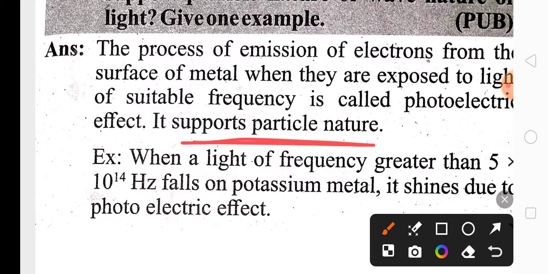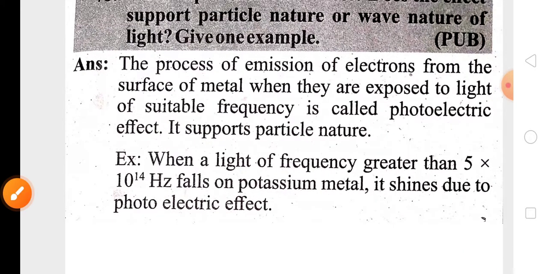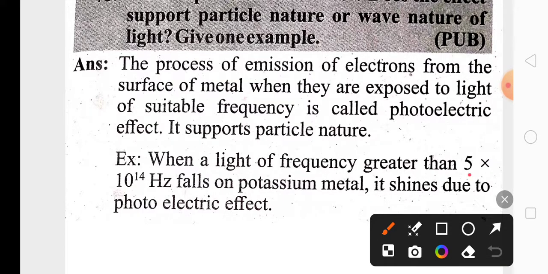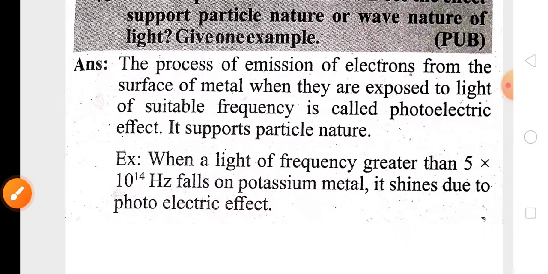So here they have given one example. When light of frequency greater than 5 into 10 to the power of 14 hertz falls on potassium metal, it shines due to the photoelectric effect. So every metal requires a threshold frequency to emit electrons.